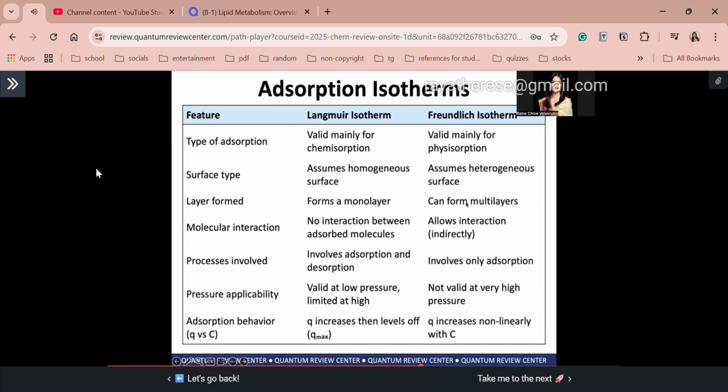Then for Freundlich isotherm, it can form multilayer. So molecules can adsorb over others indirectly. And then in terms of molecular interaction, for Langmuir, there is no interaction between adsorbed molecules. Pero kay Freundlich naman, it can allow some interaction, but it is not directly modeled, guys. Okay? It is only implied because in this case, for Freundlich, we have a heterogeneous surface.